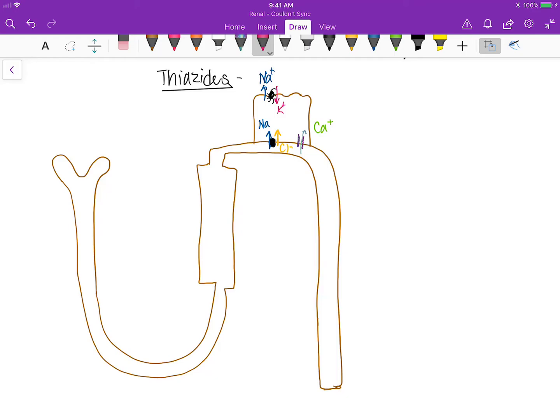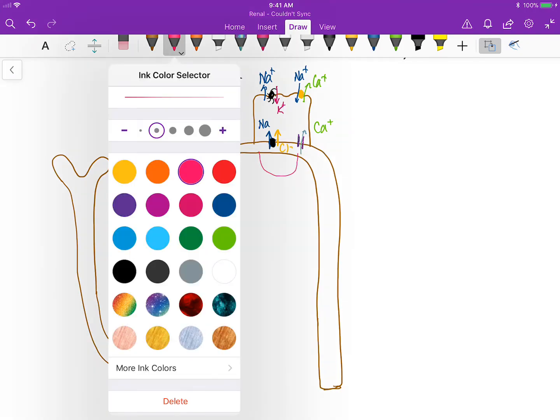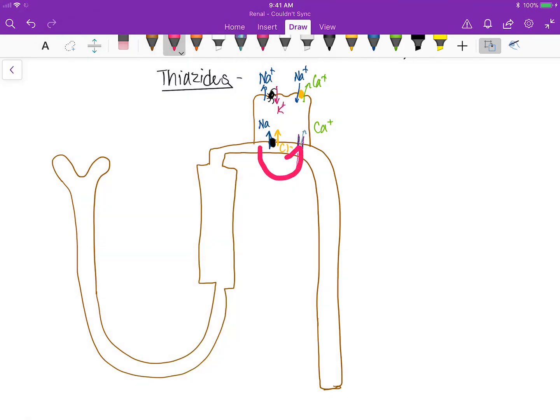You also have a very special sodium calcium pump that goes the opposite direction. So what thiazide drugs do is that they come and they bind this. So they completely inhibit this channel. Sorry, not the calcium one, but they inhibit this channel right here. This does not work anymore.